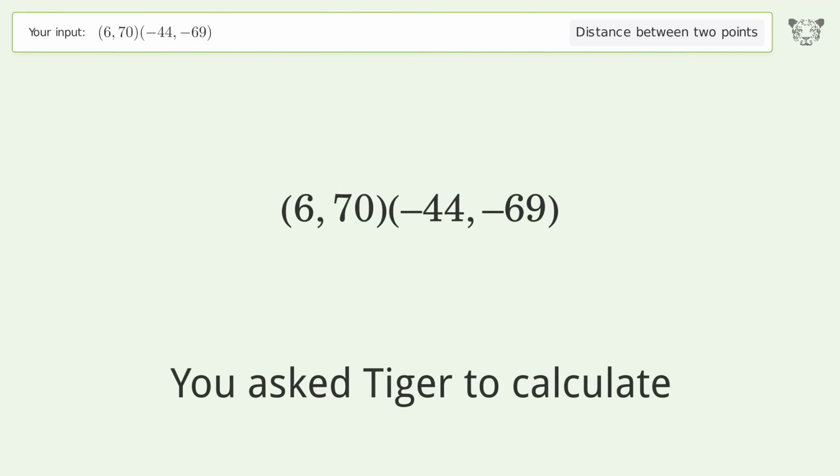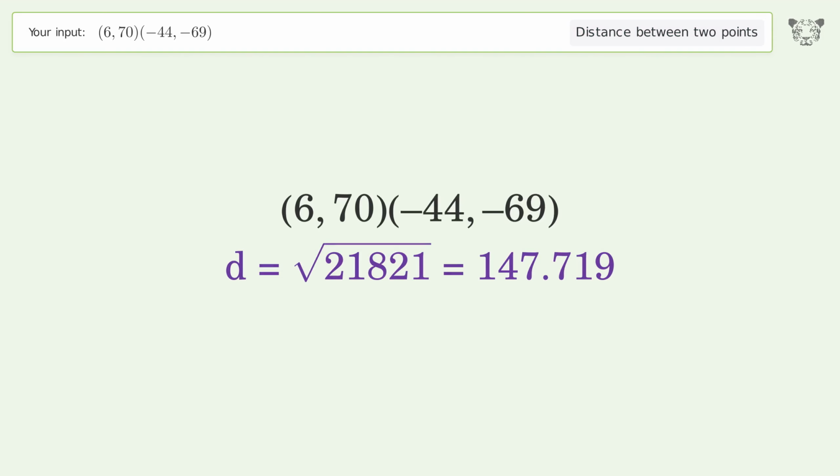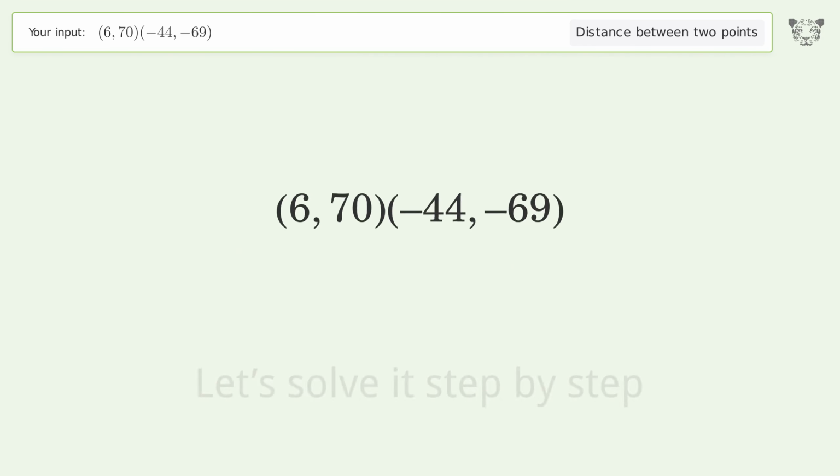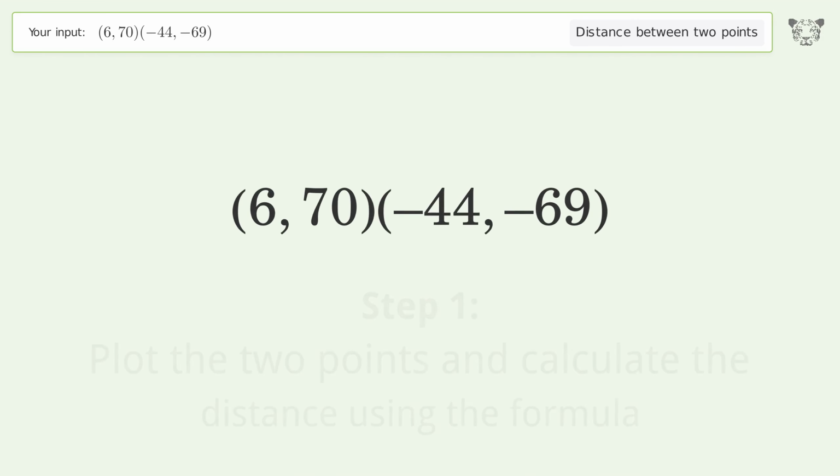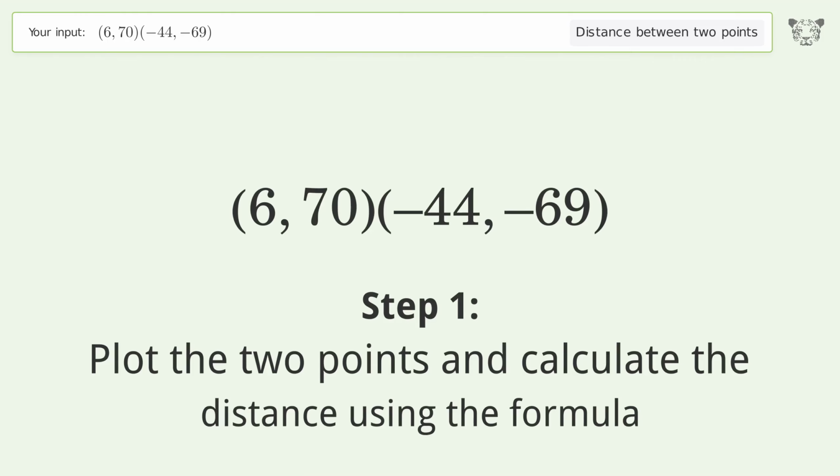You ask Tiger to calculate. This deals with the distance between 2 points. The distance between the 2 points is the square root of 21,821, or 147.719. Let's solve it step by step. Plot the 2 points and calculate the distance using the formula.